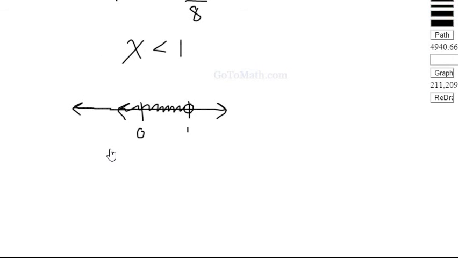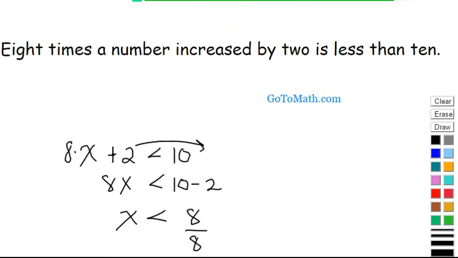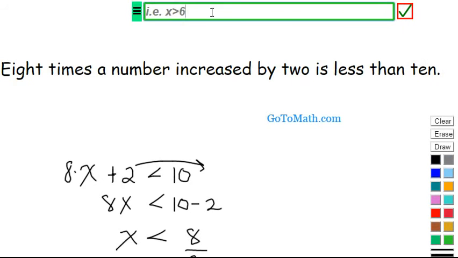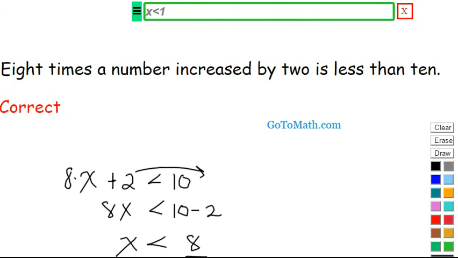Of course, we can also say this: negative infinity up to 1. Let's put a parenthesis here because we don't include the 1. X is less than 1. I guess we can come up here and check to make sure this is working properly. It's been told correctly, correct.